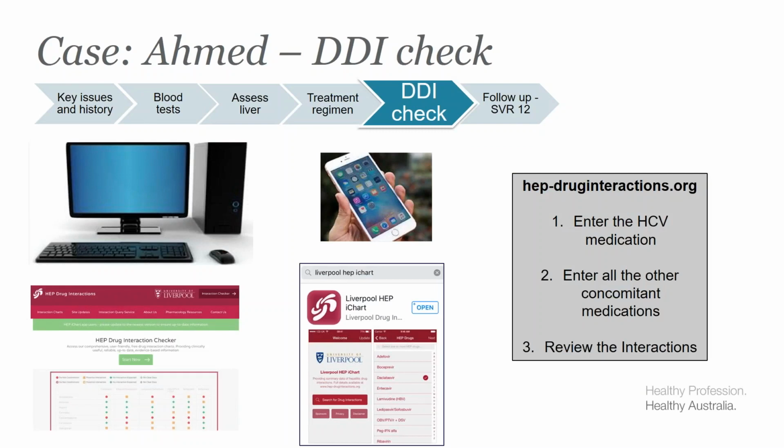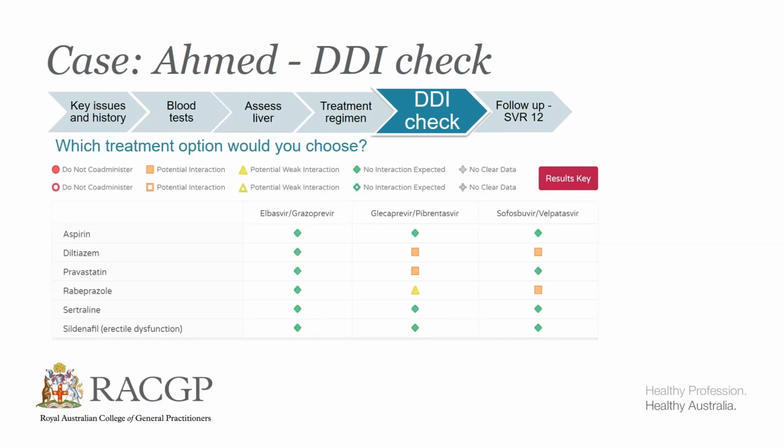So look, he's on a few medications, and there's this tool to help us to look at drug-drug interactions. So you can enter your medication into the tool, enter all the other medications that he's on, and review the interactions. So all you have to do really is add the information, and they come up with a table of what's safe. So in this slide, on the left-hand side we've got all of his co-prescribed medications, and then as we move across to the right, there are the 3 available medications that we could prescribe to this gentleman. And you can see that the elbasvir and grazoprevir, the Zepatier combination, gets the green light all the way down his current medications.